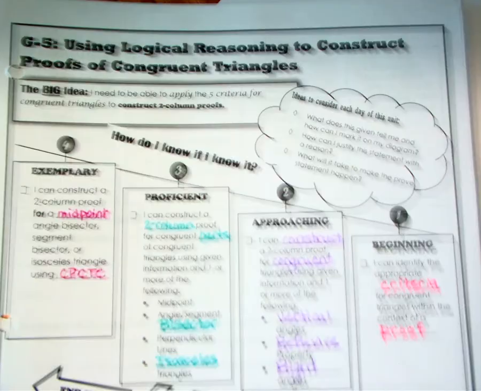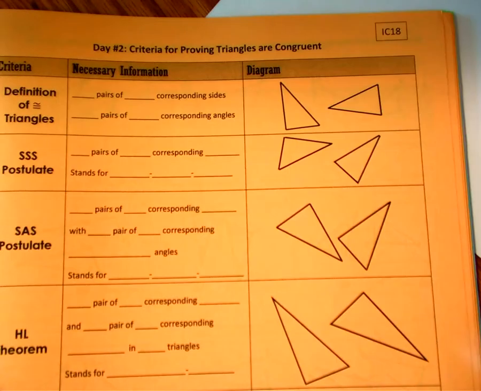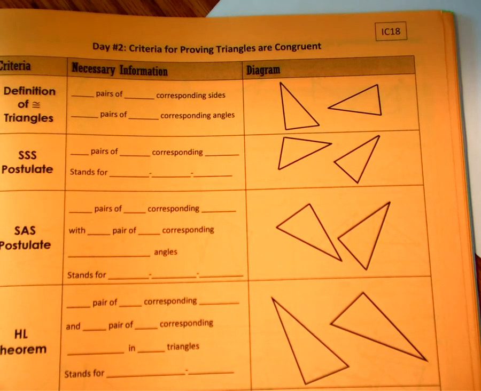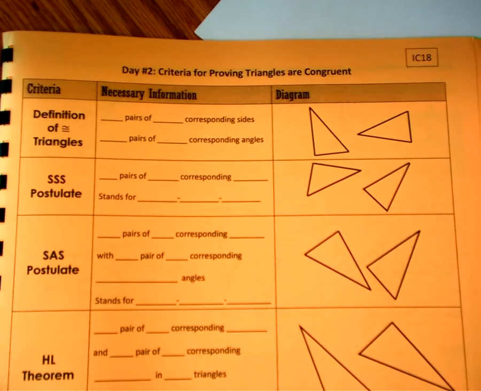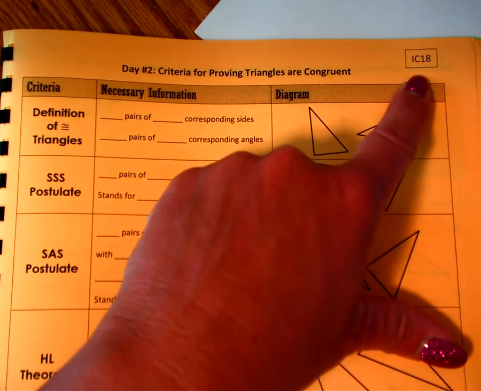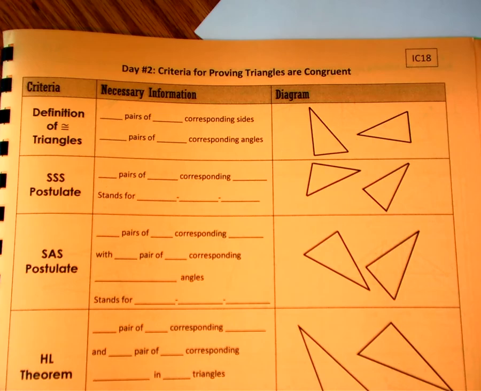So again, you're not necessarily expected to know what all of these mean at this time, but by the time we are done working through all of Standard 5, you will be able to. All right, so in class 18, IC18 in your notes, it's page 35, okay?